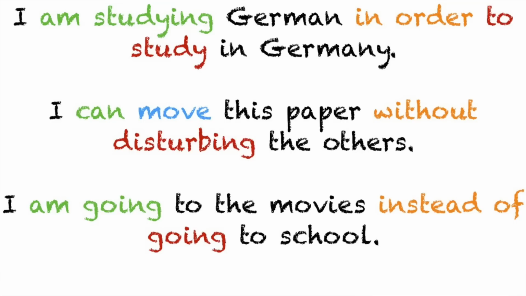For example, I am studying German in order to study in Germany. To study there is the infinitive. I can pick up this paper without disturbing the others. Without is that same thing that you'll have in the German version when we use ohne, and disturbing is actually your infinitive here. I am going to the movies instead of going to school. Instead of is what we will use in German as anstatt, and going here is your infinitive.